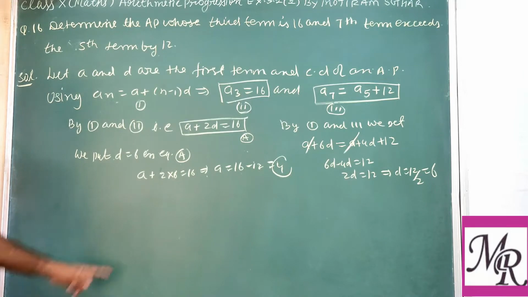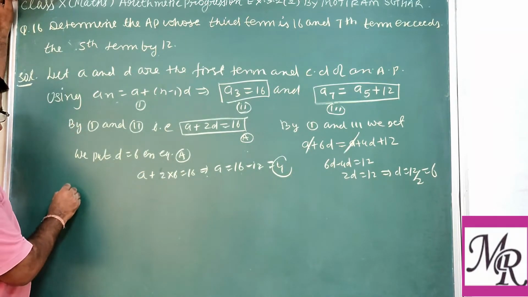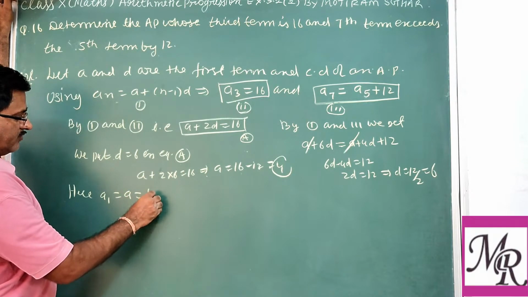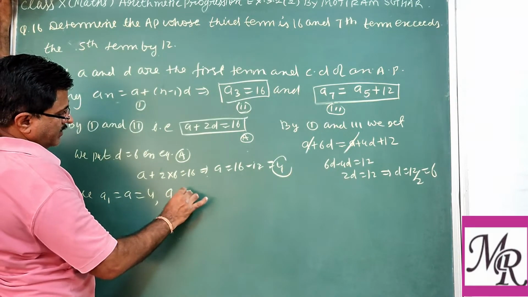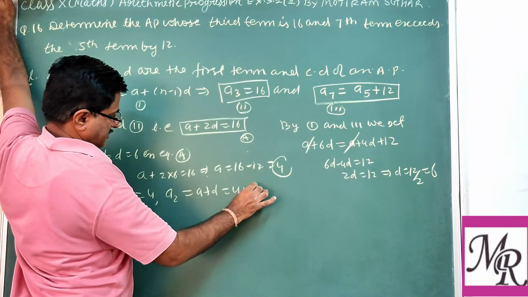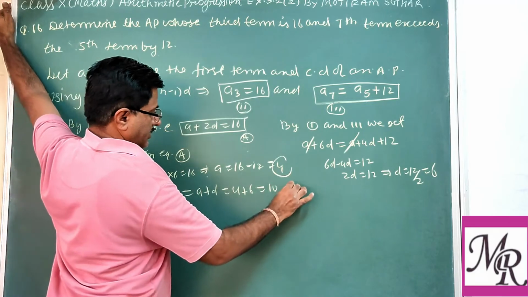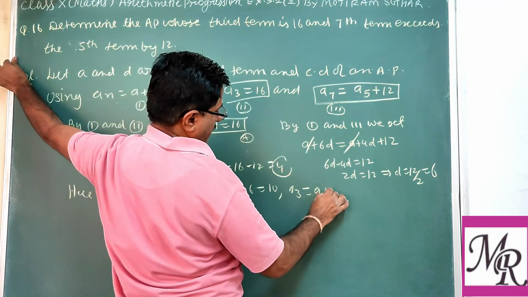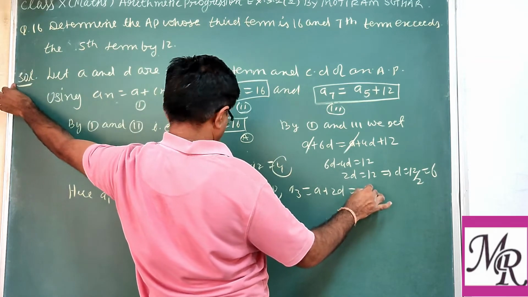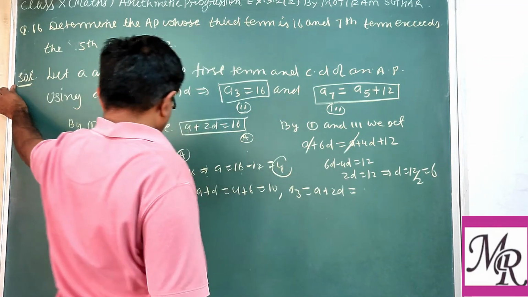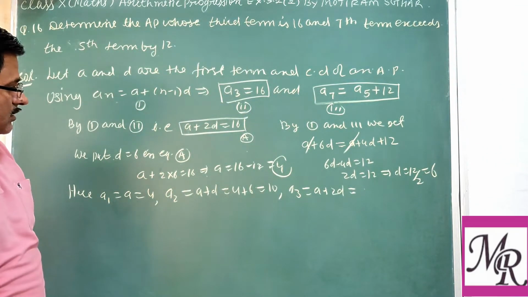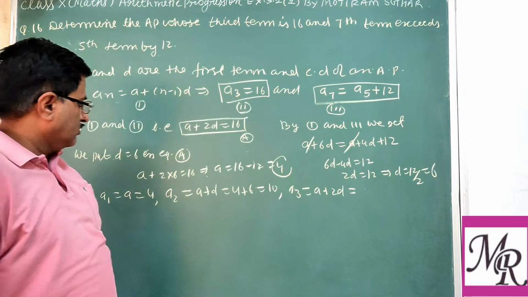So AP means first term is 4. Here a1, that is the first term, is given as 4. Second term is, by the general formula, a plus d, so 4 plus 6, that is 10. Third term is a plus 2d, that is already given, or you may write 4 plus 2d, with d equal to 6.